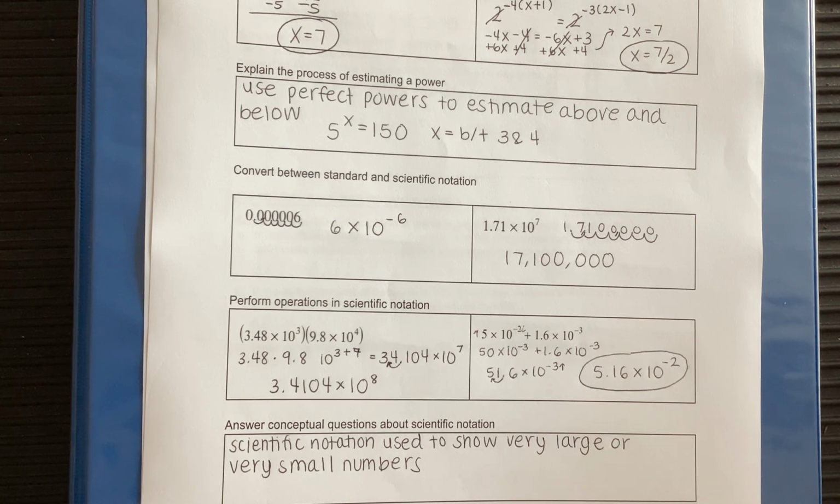Why do we use scientific notation? Because it helps when you have very, very large numbers, like the speed of light or stuff like that, or very, very small numbers. So if you're measuring the size of an atom, you don't want to have to write out point blah, blah, blah, blah. So that's when we use them.